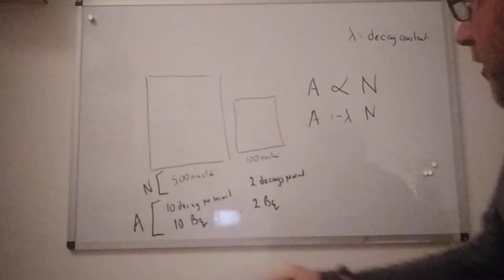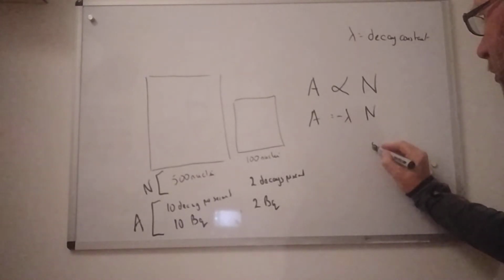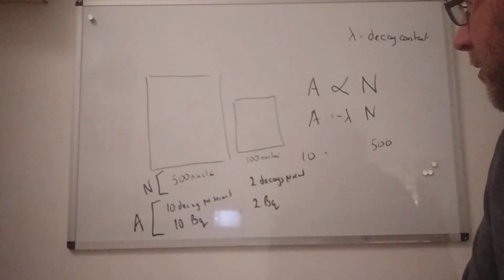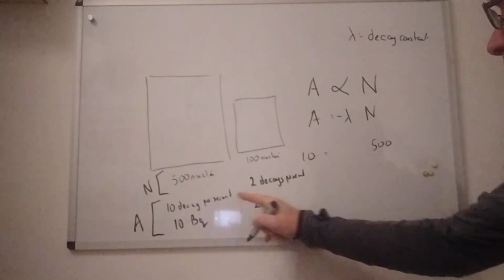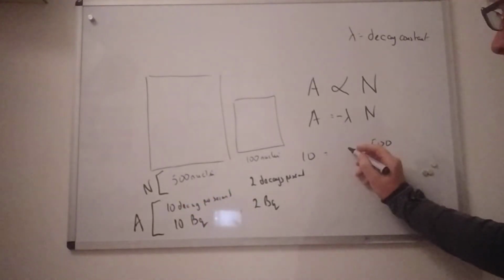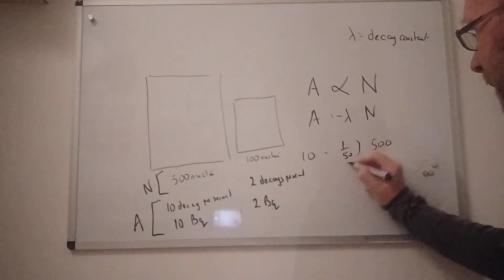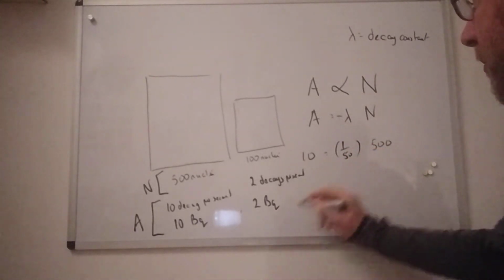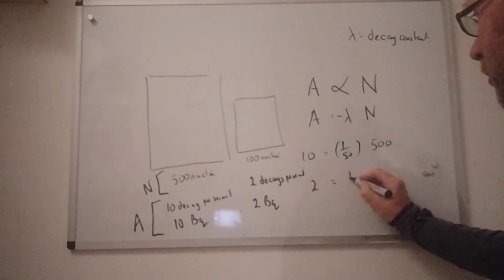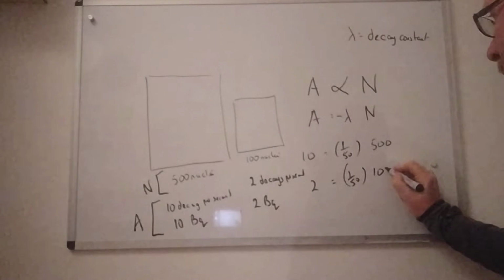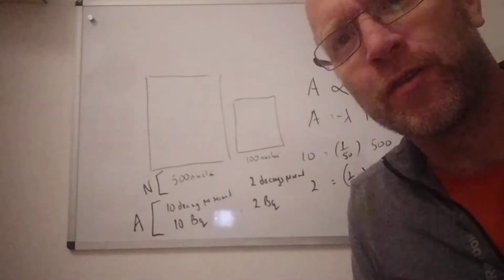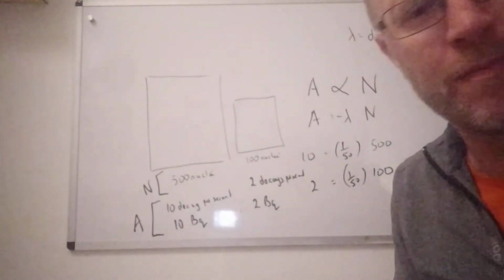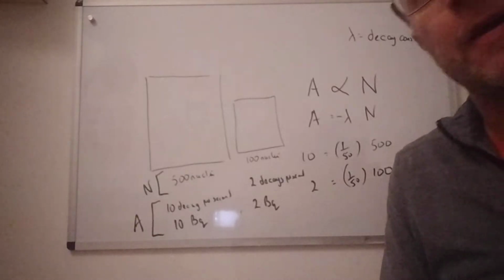So if we put these numbers in, let's have a look. If there were 500 nuclei, and we got 10 decays per second, well, 1/50th would be the decay constant, because that's the fraction of the decay. And would that work for the other one? 2 is 1/50th again of 100. It does. So the decay constant, measured per second, unit per second, is the fraction of decay every second. No more complicated than that. Right? So that's it.